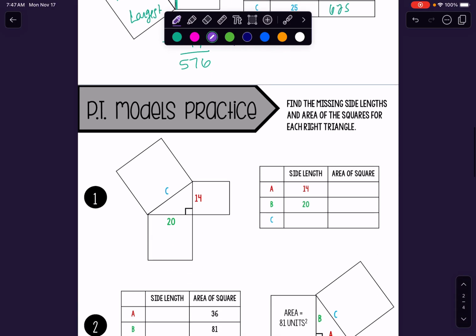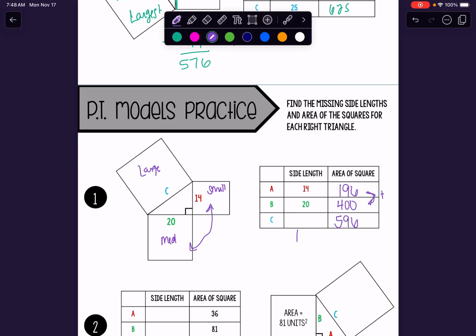Okay, if I look at another example, this one, they're giving me the small and the medium, and I need the large. So I know if I can find these two areas, then I can find the area of the largest one, take that square root and find the side length. So the area of side A, that square, if I do 14 squared, it gives me 196. 20 squared is 400. So if I want to find the area of the biggest one, I'm going to add those two together and I'm going to get 596.